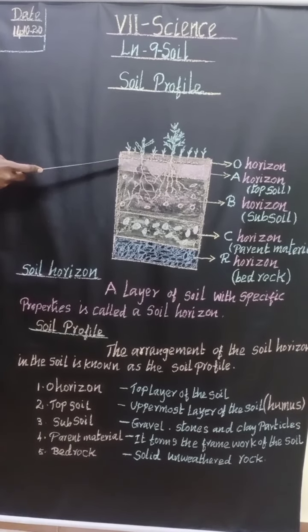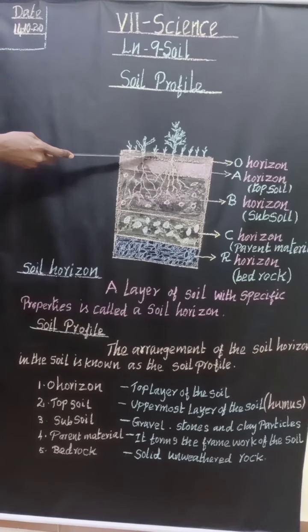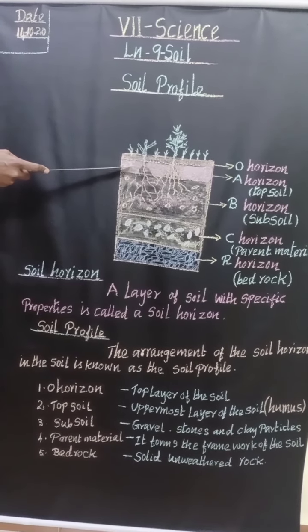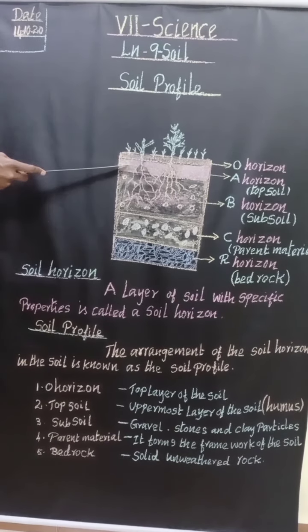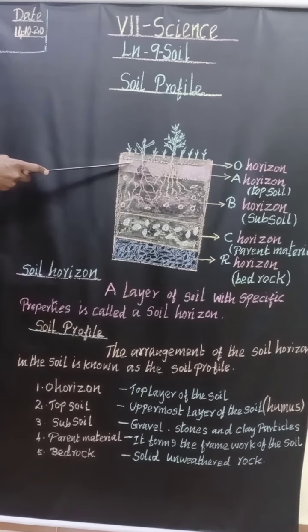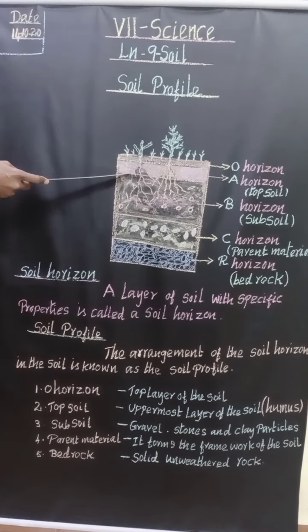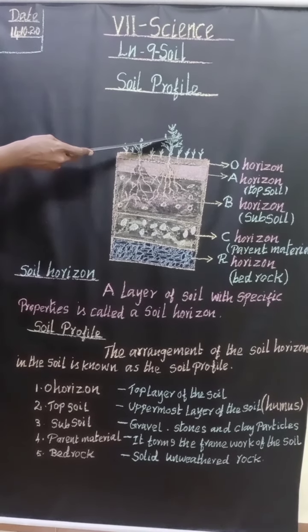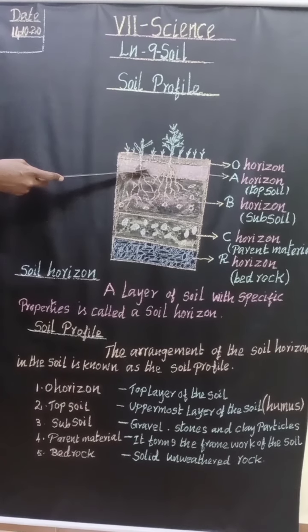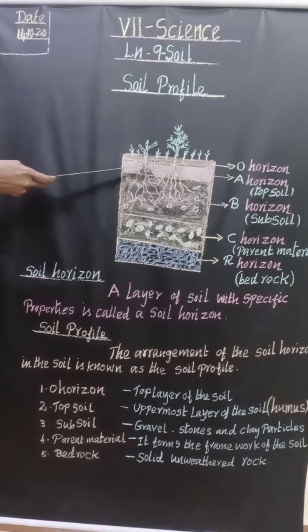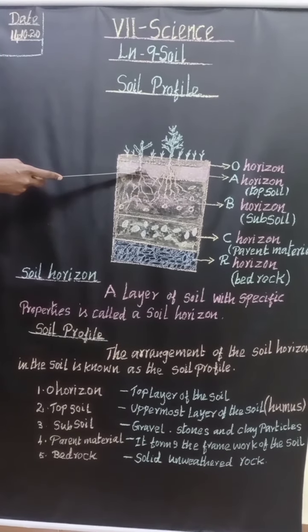This A horizon is the topsoil. It contains humus. Humus provides the organic nutrients necessary for the plants to grow. So, this layer is necessary for the plants to grow.